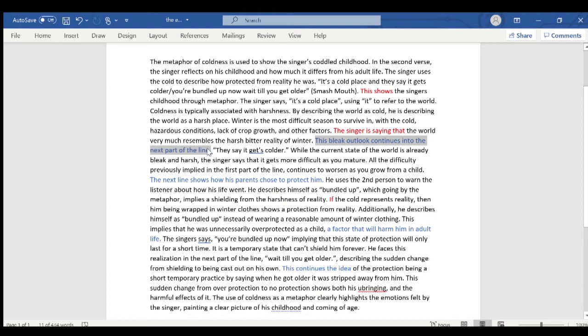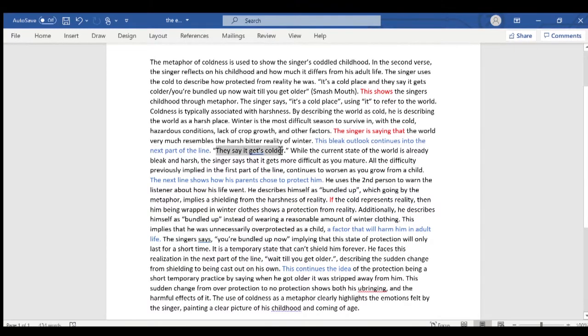It's a bleak outlook on the world as a harsh place, and I show how this idea continues into my next part. "They say it gets colder," so now I'm showing, oh, you see it continued from him just describing the metaphor to now seeing the world as you grew up get worse. So I do that, and then I continue again.